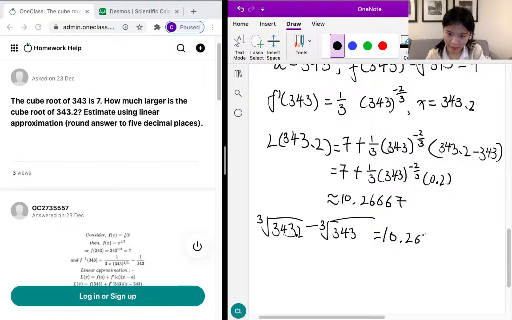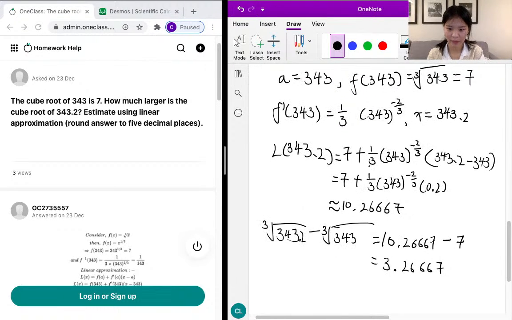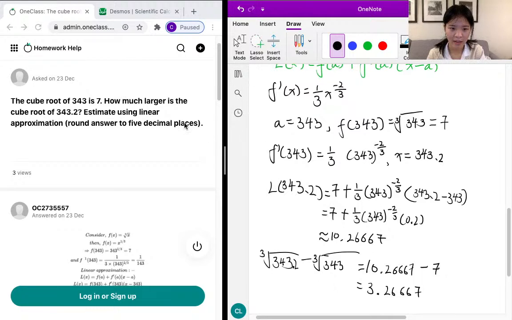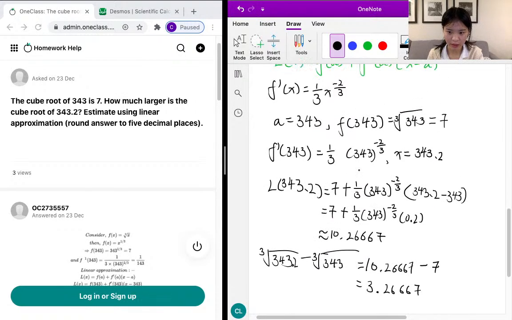10.26667 minus 7, which would just be 3.26667. Whew, that was a long question, but that would be our answer of the difference between the cube root of 343 and 343.2 using linear approximation. So this is our result.